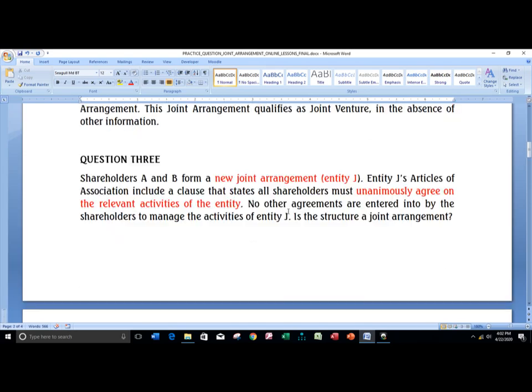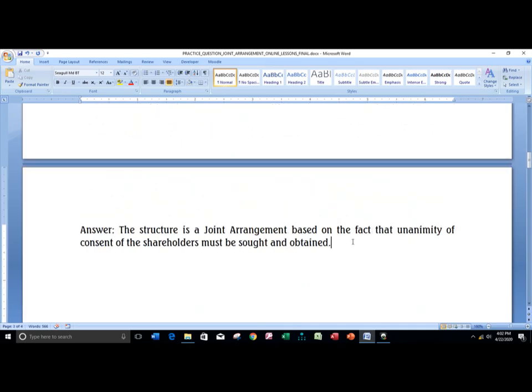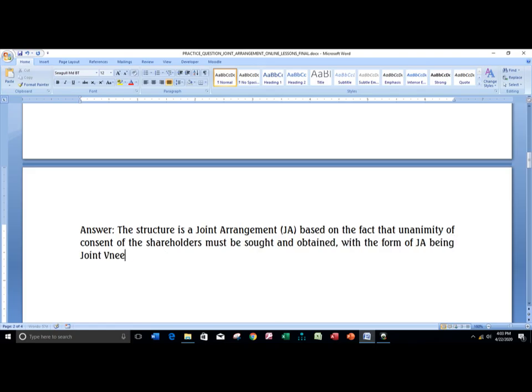So if I'm to prep up this question, I say, okay, what type of joint arrangement is it? Of course, we agree it's a joint arrangement. What type of joint arrangement is it? This is a joint venture, with the form of JA being a joint venture, because as a separate vehicle, it is a joint venture. J is shortened for joint arrangement, so that we can follow it.